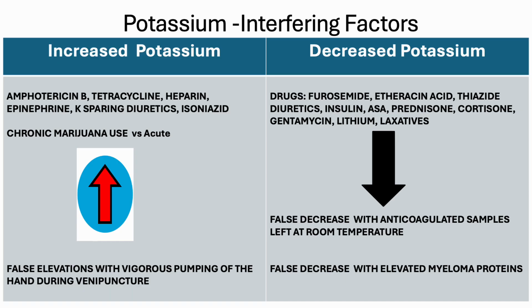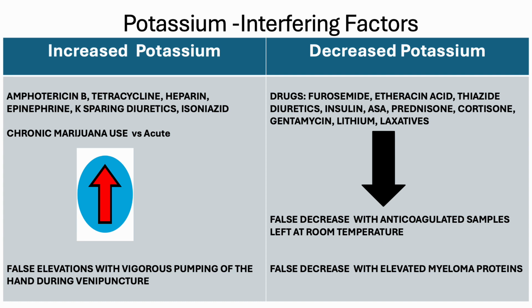Potassium interfering factors. Increased potassium levels can be caused by amphotericin B, which is an antifungal agent. Other names for that are AmBisome or Abelcet. Tetracycline, an antibiotic to treat a variety of bacterial infections, including acne, and potassium-sparing diuretics, usually ending in -one, such as spironolactone, will increase potassium. Isoniazid, or INH, an antibiotic used to treat tuberculosis, will increase potassium levels. Chronic marijuana use will also increase potassium levels, and acute marijuana use usually will lower potassium levels.